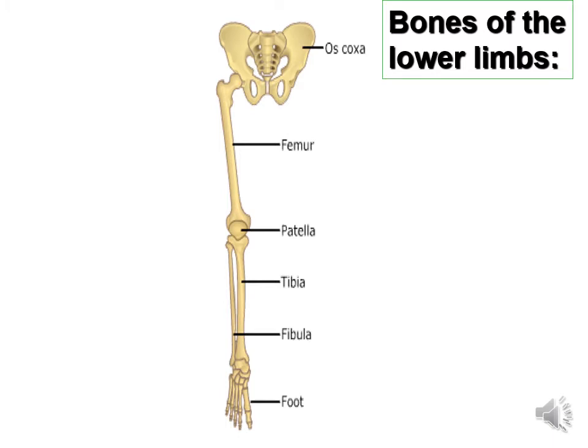Moving to the bones of the lower limb. In the lower limb, we have the bone of the thigh, which is called the femur, and two bones in the leg called tibia and fibula. And of course, we have the bones of the foot that are called the metatarsals and tarsals.